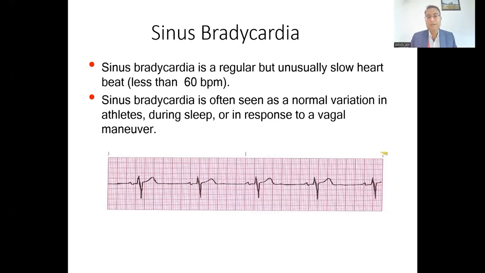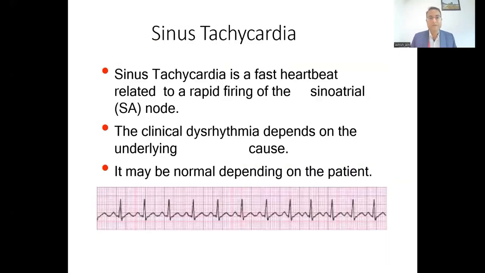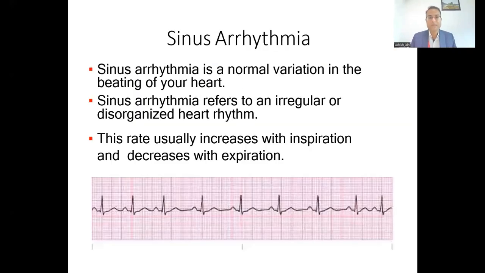Sinus bradycardia indicates the rate is less than 60, but the rhythm is regular, the P wave is regular, the PR interval is regular, and the QRS complexes are also normal. While sinus tachycardia indicates that the rate is high, more than 100, but the morphology of the QRS complex and the different intervals are normal.